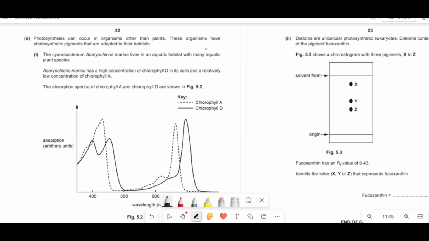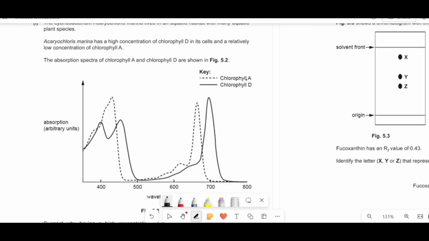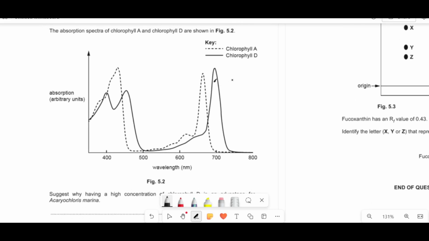Photosynthesis can occur in organisms other than plants. These organisms have photosynthetic pigments or are adapted to their habitats. The cyanobacterium marina lives in aquatic habitats in many aquatic plant species. It has a high concentration of chlorophyll D in its cells and a relatively low concentration of chlorophyll A, in the absorption spectra as shown below. So what that means is, if we look at chlorophyll D, it's absorbing all of these wavelengths, and for A, it's absorbing these wavelengths, but it's not absorbing those in the middle.